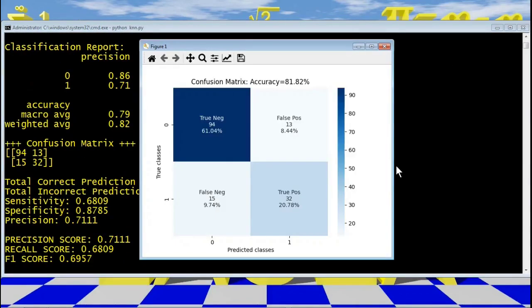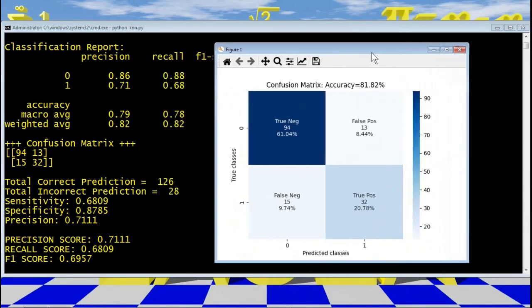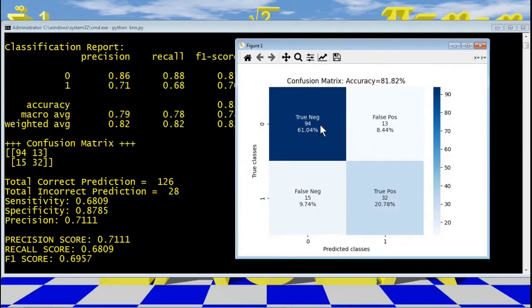Next, it shows the graph of the confusion matrix. The total correct is 94 plus 32, which is 126. The total wrong, which is 13 plus 15, equals 28.